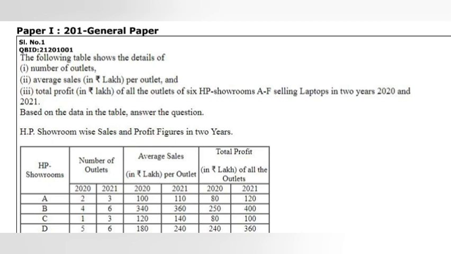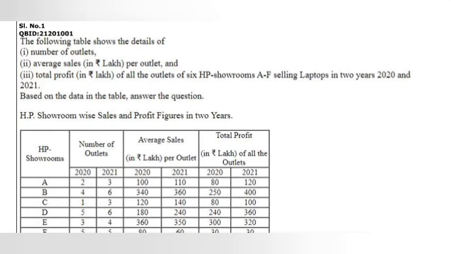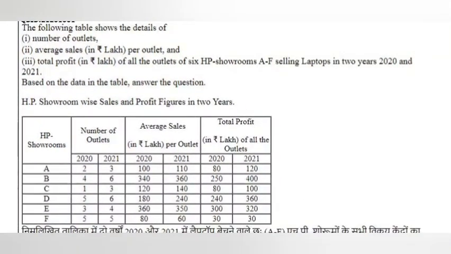The first question that we have got is a mathematical question. Let us try to do it. The following table shows the details of the number of outlets, average sales in 1 lakh per outlet, and total profit in lakh of all the outlets of 6 HP showrooms A to F selling laptops in 2 years, 2020 and 2021.